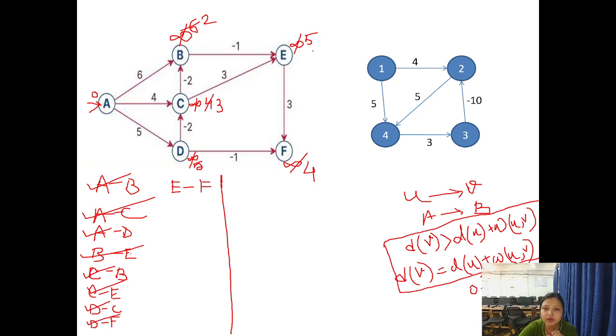Next is what? E to F. So the distance of F is 4 and the distance of U, that is the distance of E, is 5 and the associated cost is 3. So 5 plus 3 is 8 and it is already 4. So 4 is minimum. So we are not going to update it.